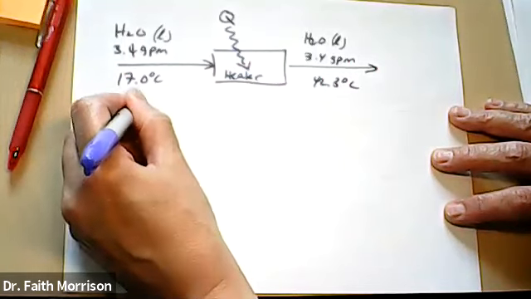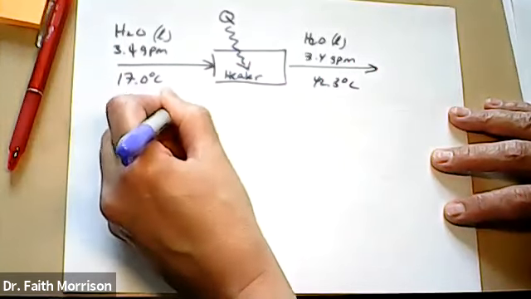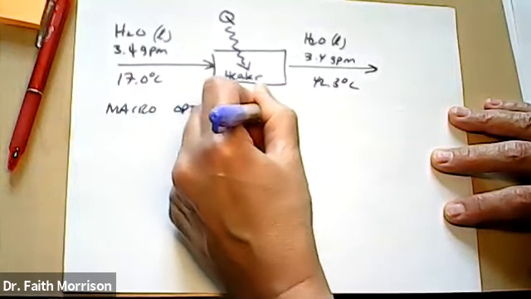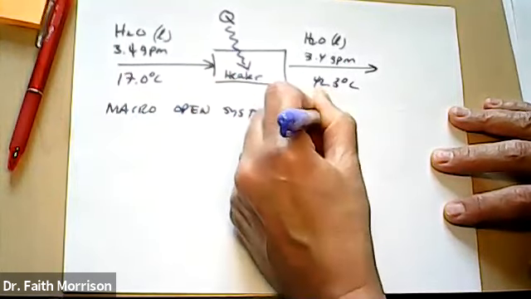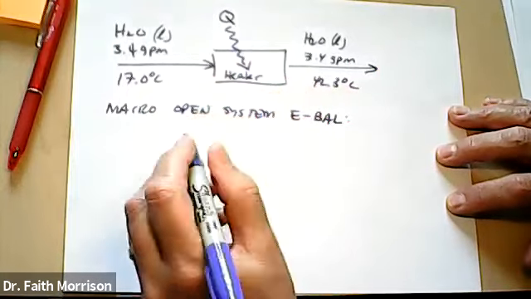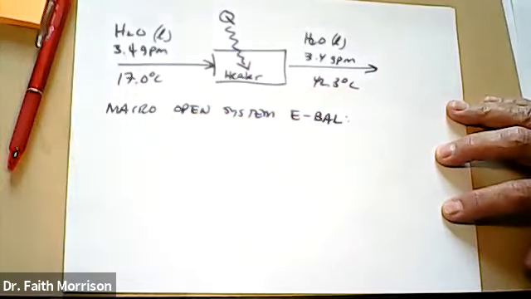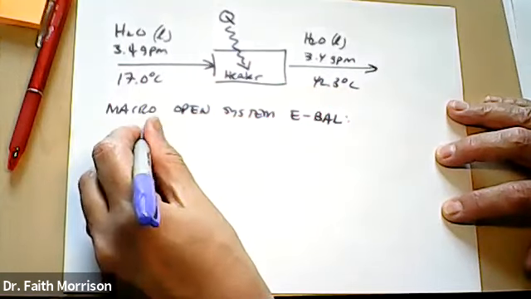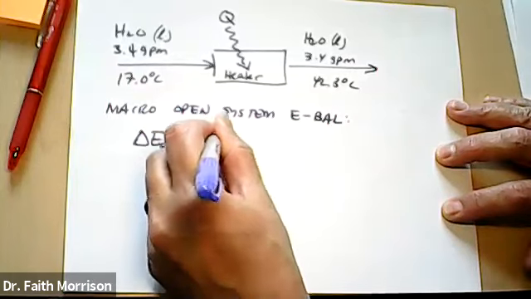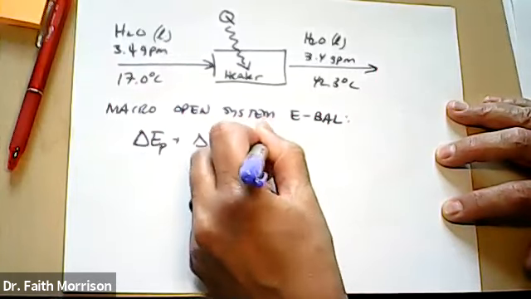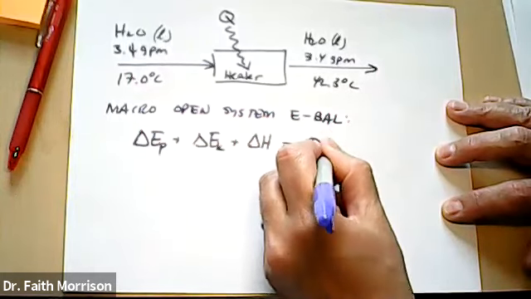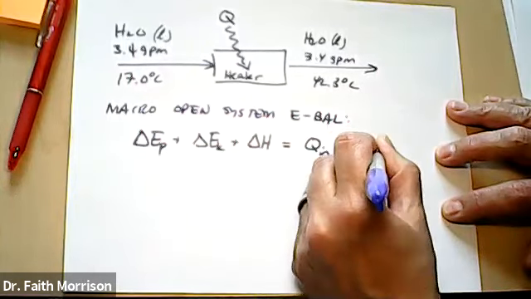So we're going to use the macroscopic open system energy balance. Sometimes this is written as heat balance, but heat doesn't balance, energy balances. And we can copy it from the sheet. It's delta energy potential plus delta energy kinetic plus delta H. Delta H is present in the open system balance, equals the heat in plus the work shaft on.